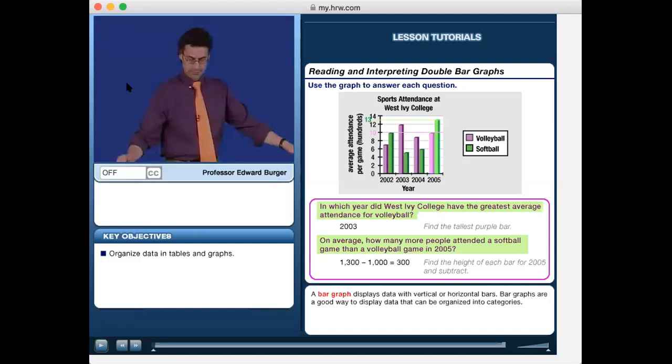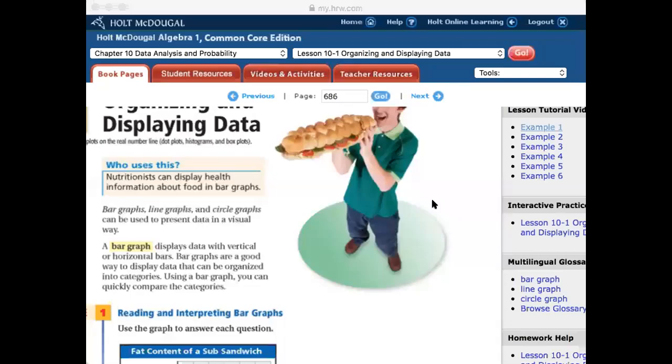Okay, girls, let's go back to our book. Okay, so let's do another one.